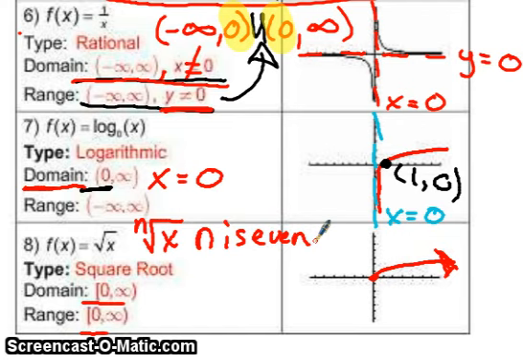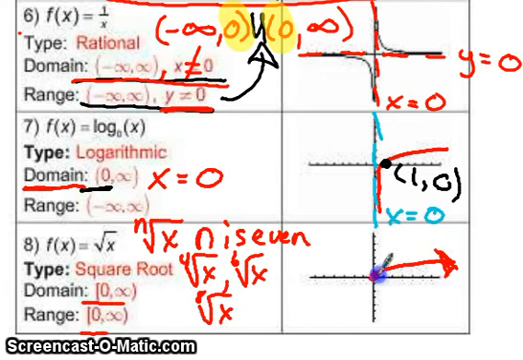That's been a test question in the past, so with even roots we're just going to look at even numbers. We might have things like the 4th root of x, the 6th root of x, the 8th root of x. It doesn't matter, as long as you know that all even roots follow this general pattern of starting at the origin and curving up real nice and slow.